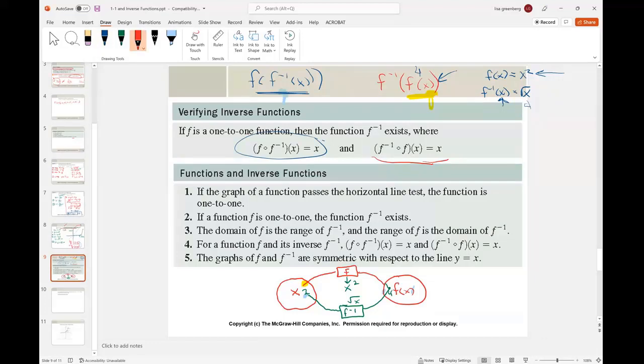Now, here's why we need it to be 1-to-1. What if I start here instead of with +2, I start with -2? Well, I start with -2, I square it, I get 4, I take the square root and I go back to 2. Well, I started with -2 and I ended with +2. That's why we have to have 1-to-1 functions, because the inverse has to take me back to where I began.